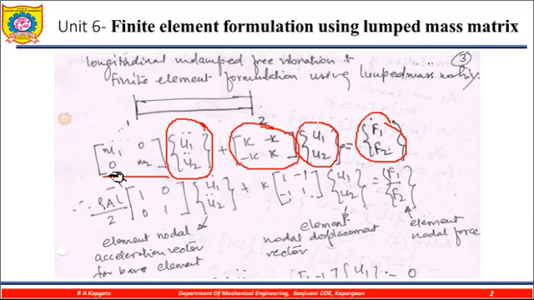We already know that for the lumped mass matrix, m1 m2 is equal to, now here this is m1 because the load is at this node, the load at the second node. If we have not considered the load here, then this is not m1.